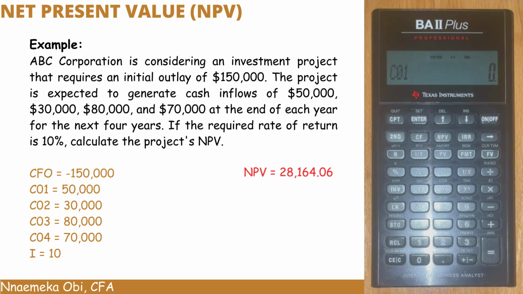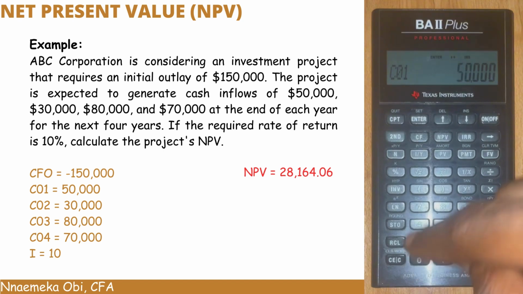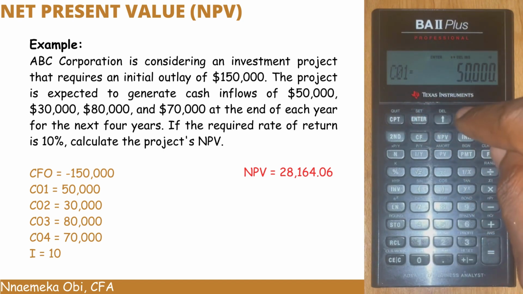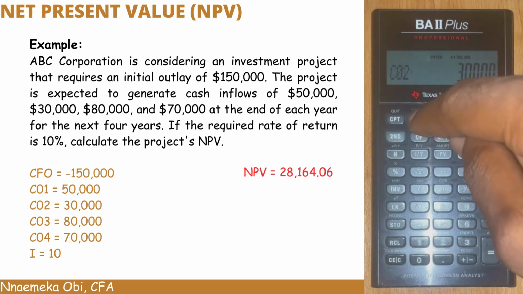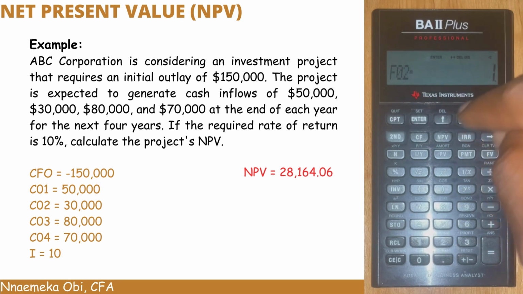Okay, so that's an inflow. We have 50,000, so we'll press 50,000, we press enter. We press arrow down, we press arrow down again. Okay, so the next cash flow we have, which occurred at year 2, is 30,000. So we press 30,000, we press enter. We press arrow down, we press arrow down again.